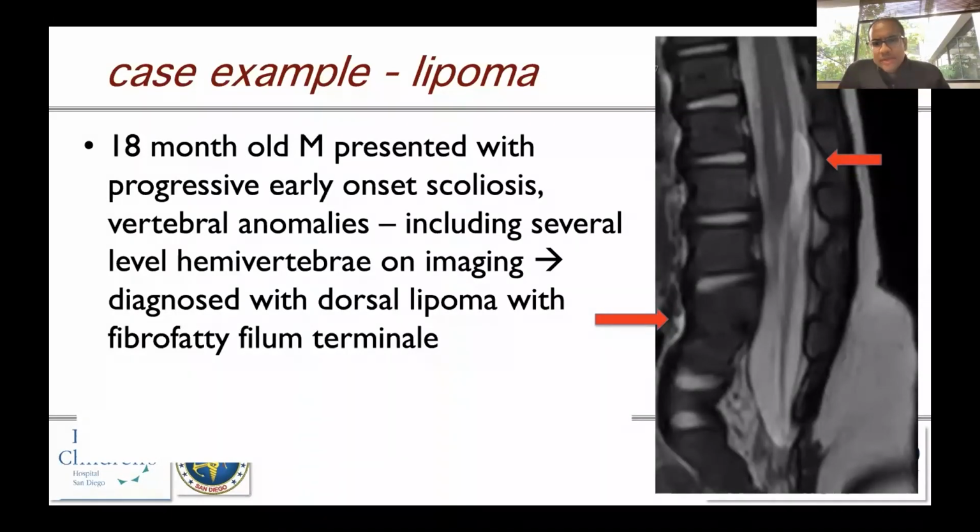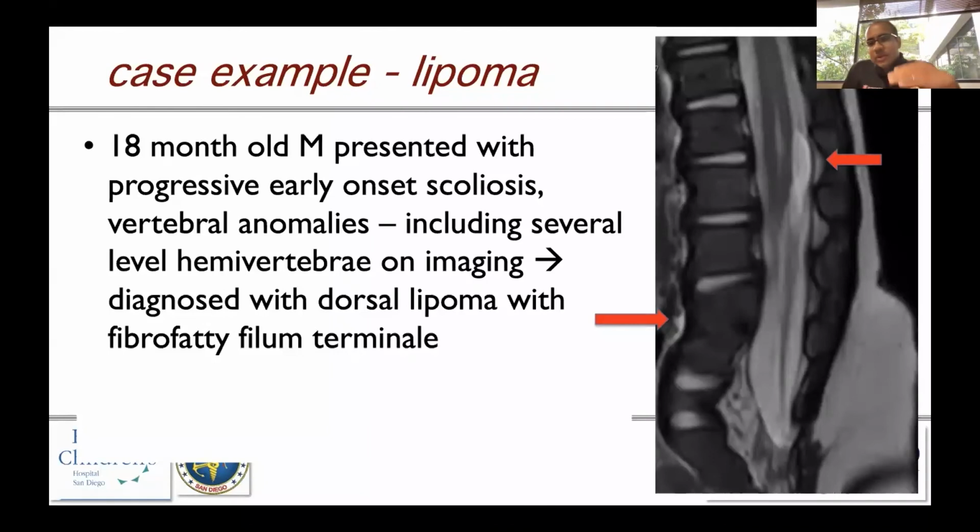So this is an example of a lipoma. This is a dorsal lipoma in the setting of an 18-month-old male who presented with early onset scoliosis. He was seen by our orthopedic surgery colleagues, and they did their scoliosis films. In addition to the scoliosis, they found several levels that included hemivertebrae, and this red arrow indicates this right here. And the dorsal lipoma, which is bright on this T2 sagittal image, as they always are. He was diagnosed with a dorsal lipoma with a fibrofatty filum terminale.